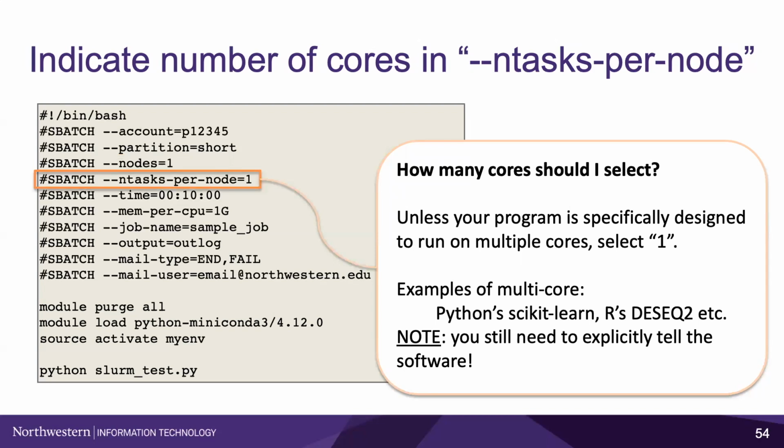Some examples of software that can support multi-core parallelization include something like Python scikit-learn or RSEM or DESeq2 and things like that. I do want to note here, though, that even for these programs, you still most likely need to explicitly tell the software how many cores you want it to use. So this is something to keep in mind, that oftentimes these packages don't automatically detect the number of cores correctly, especially in an HPC setting.